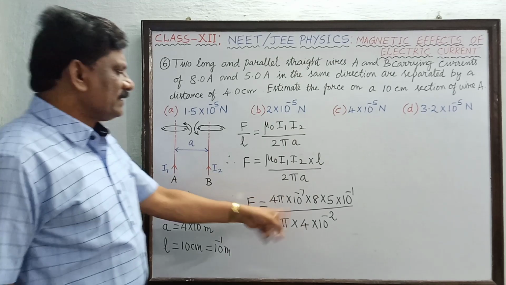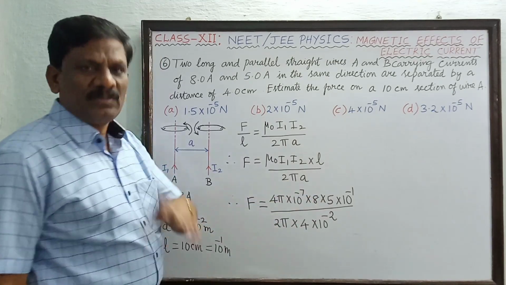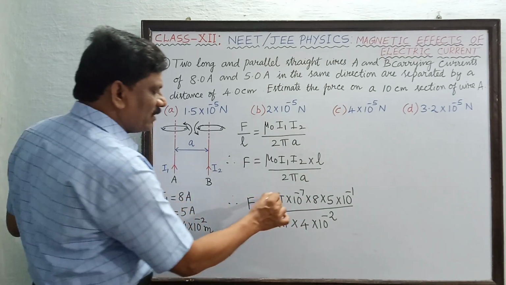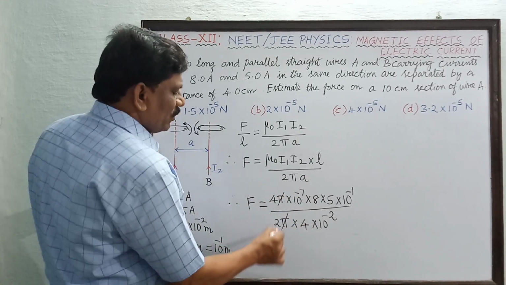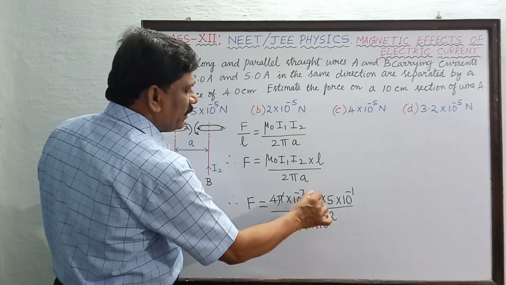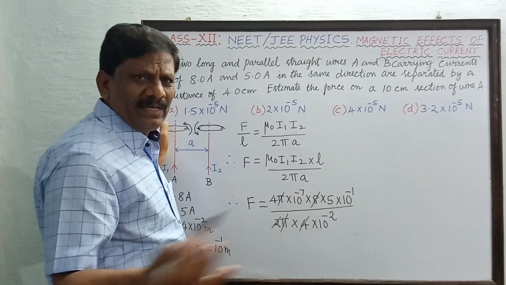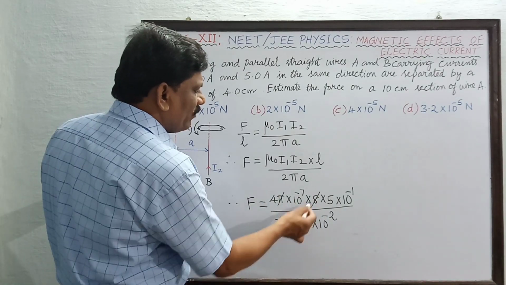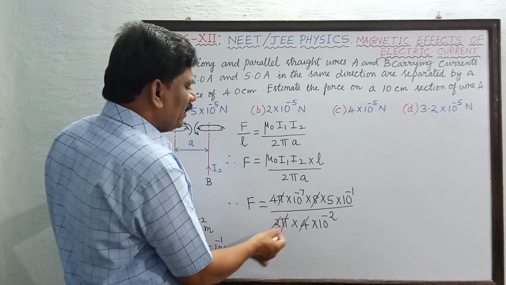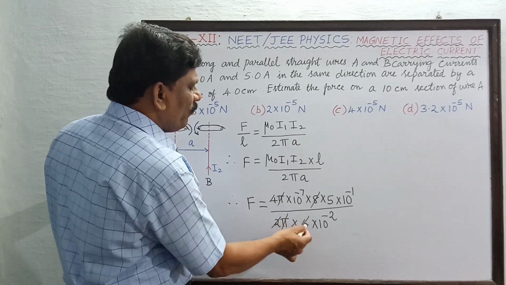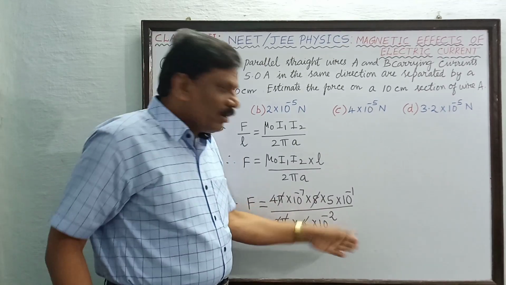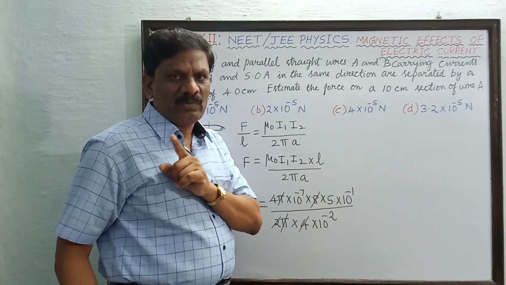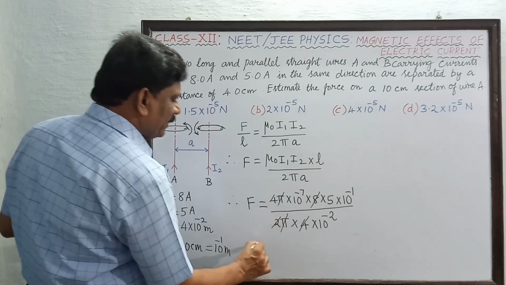Now all numbers are easy to cancel, but you should be very careful while cancelling. See here, this pi term and pi term are getting cancelled. So here 2 into 4 is equal to 8. I can do it in any way, but that is convenient for me. So in the denominator 2, 4 and pi are getting cancelled. Only this 10 power minus 2 is brought up as 10 power plus 2. So what are the remaining terms?